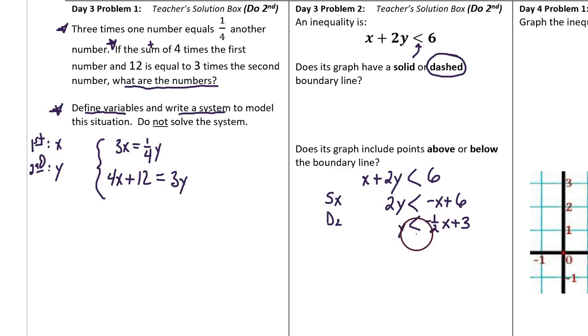Now we can decide whether we want to shade above or below our boundary line. This is a is less than arrow, so all our answers are under the boundary line.